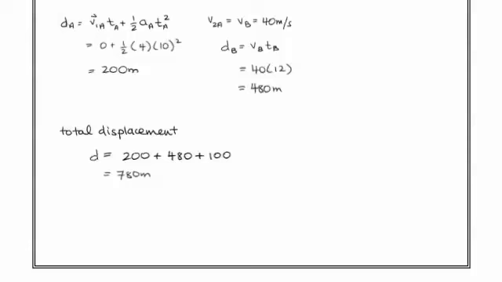And we come up with 780 meters. We do a check for significant figures, and we say, all right, the Jeep travels 7.8 times 10 to the 2 meters.